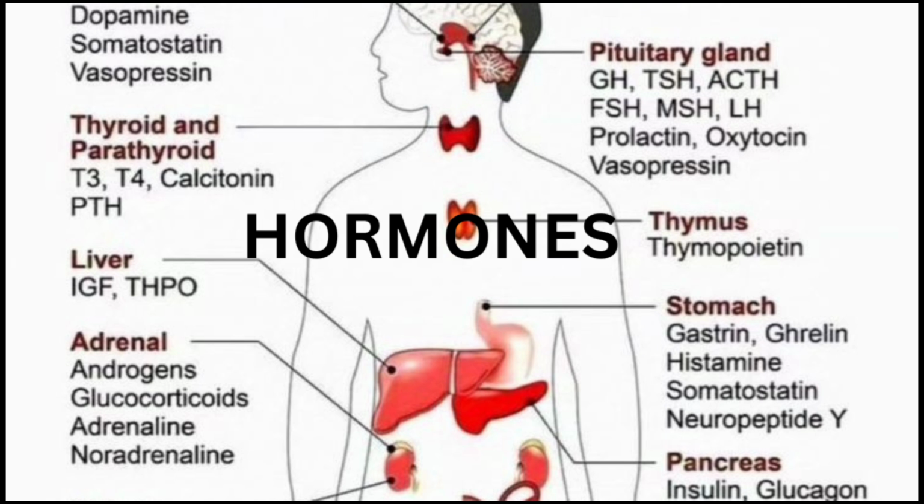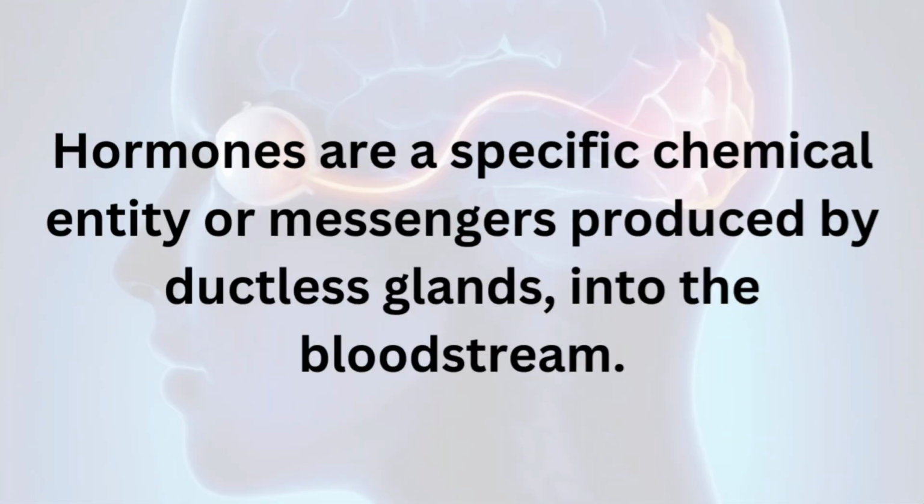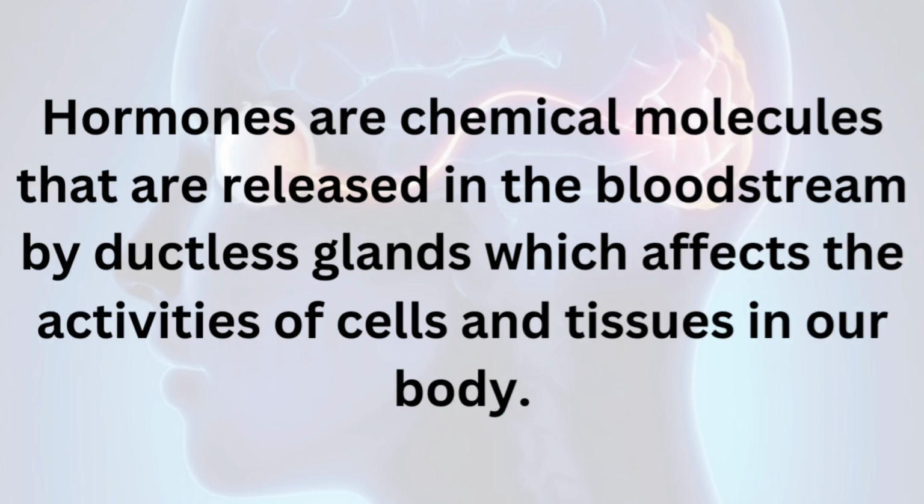First of all, what are hormones? Hormones are specific chemical entities or messengers produced by ductless glands into the bloodstream. Or we can say, hormones are chemical molecules that are released in the bloodstream by ductless glands, which affect the activities of cells and tissues in our body. Hormones are classified into three main categories.